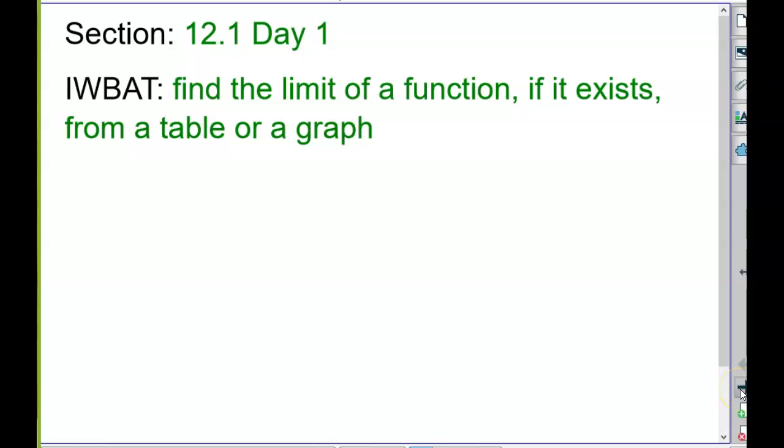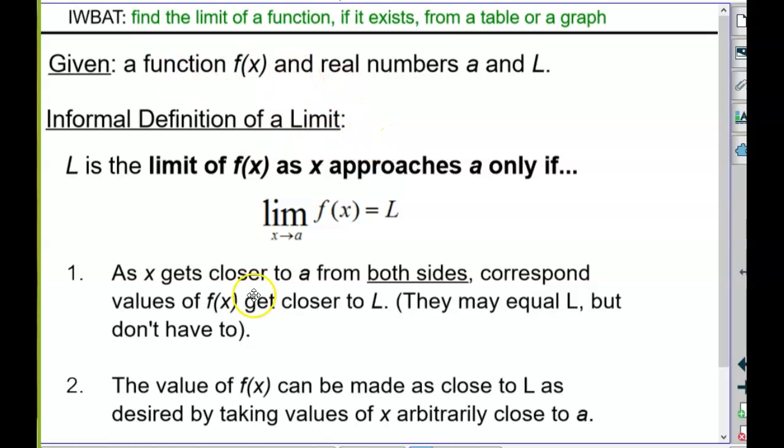All right. So how do we find a limit? First, let's talk about notation. Now, I don't want you to write all of this. The only thing I really want you to write right now will be all highlighted.